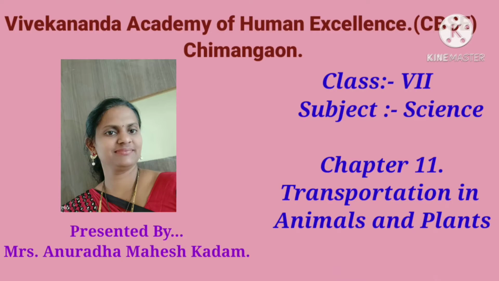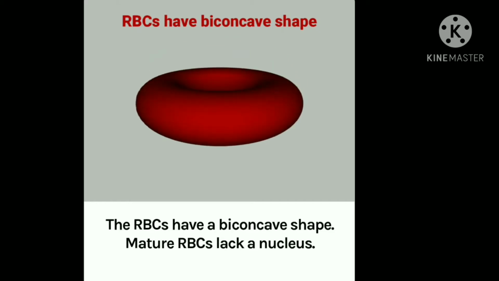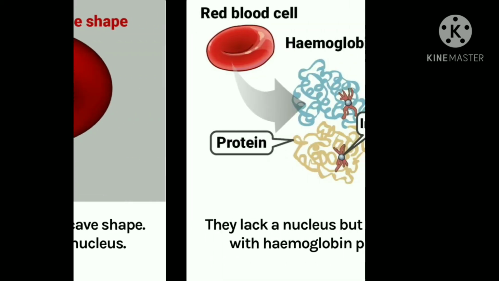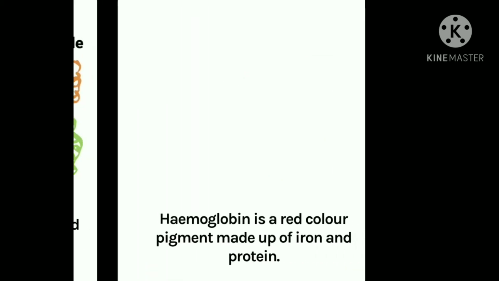The RBCs, means the red blood cells, have a biconcave shape. Mature RBCs lack a nucleus. So just see, the red blood cell contains the protein and the iron atom. They lack a nucleus but are packed with the hemoglobin pigment. As you are aware, why there is a need of the hemoglobin, as hemoglobin carries or absorbs the oxygen, which is important in the cellular respiration.